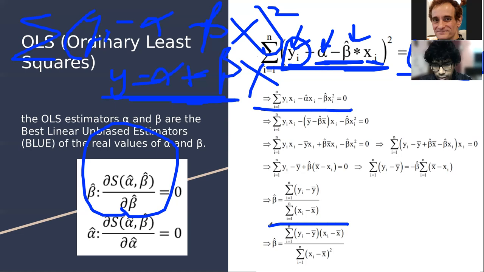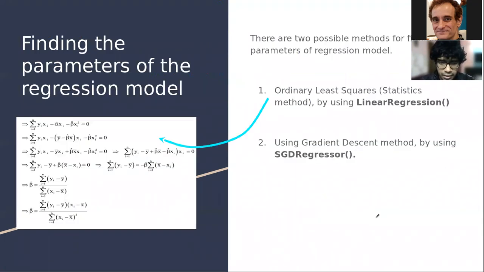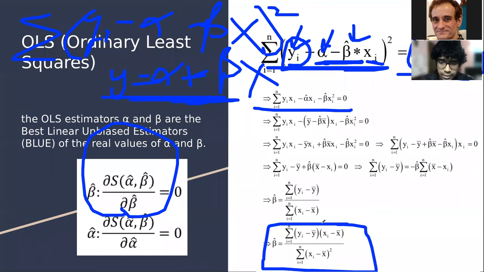This is what the direct formula sums up to. This is something you must have seen very often. The standard formula for beta cap, or the slope parameter. For those of you who have learned or memorized beta cap, this is how it comes about.